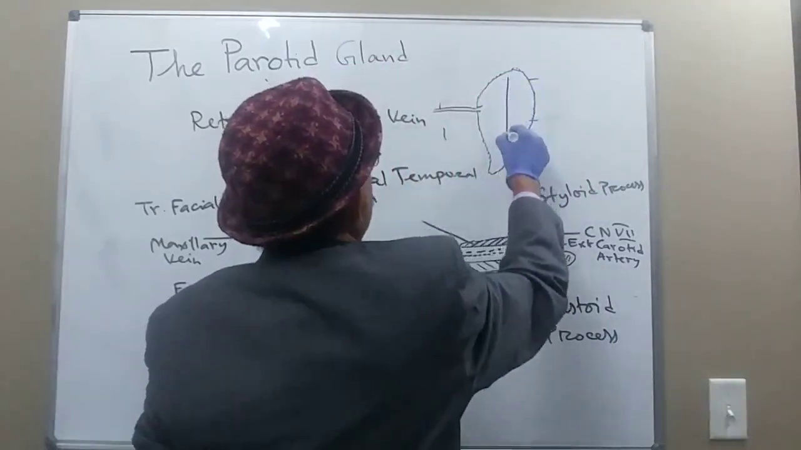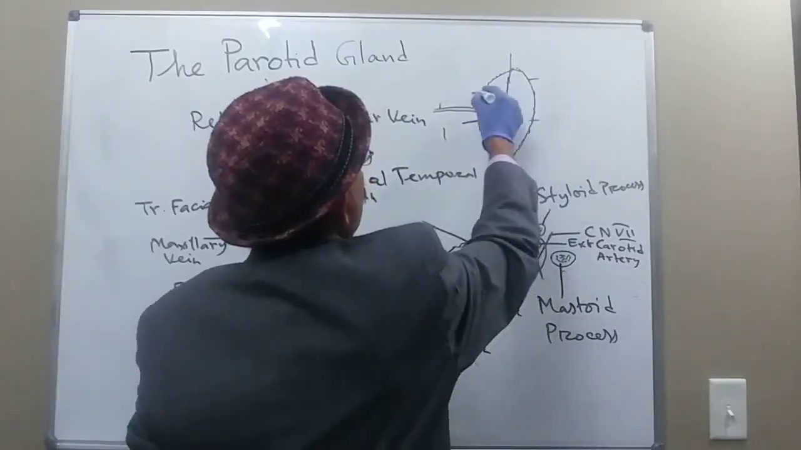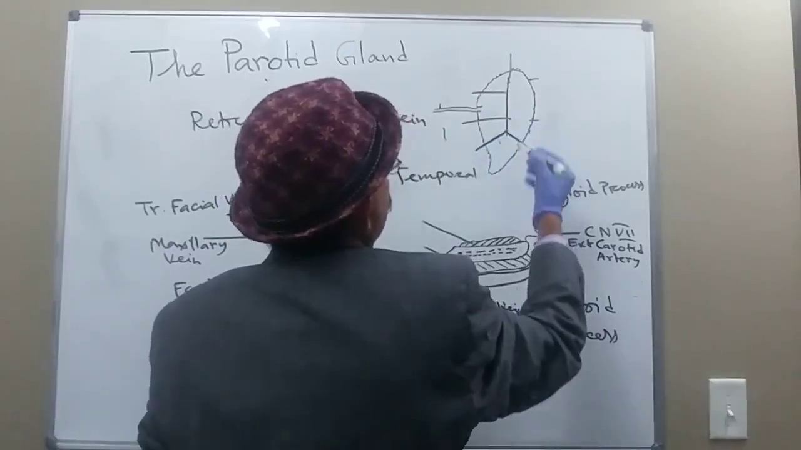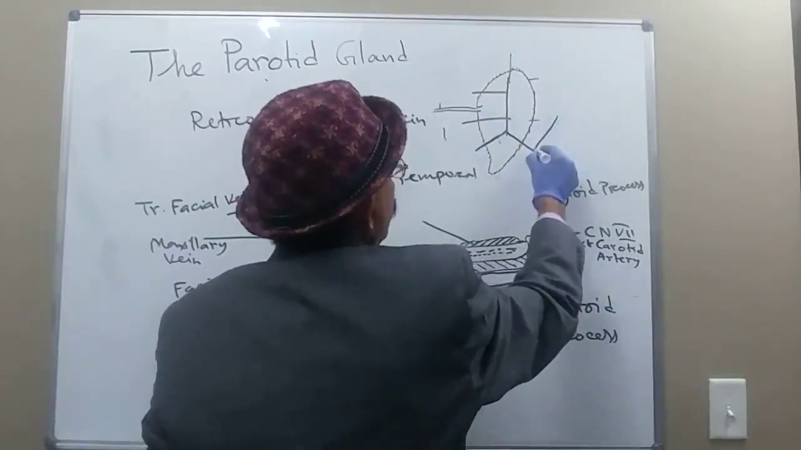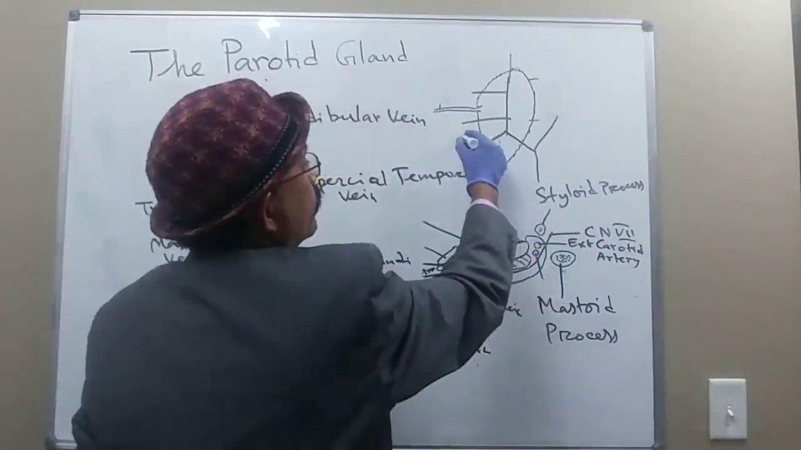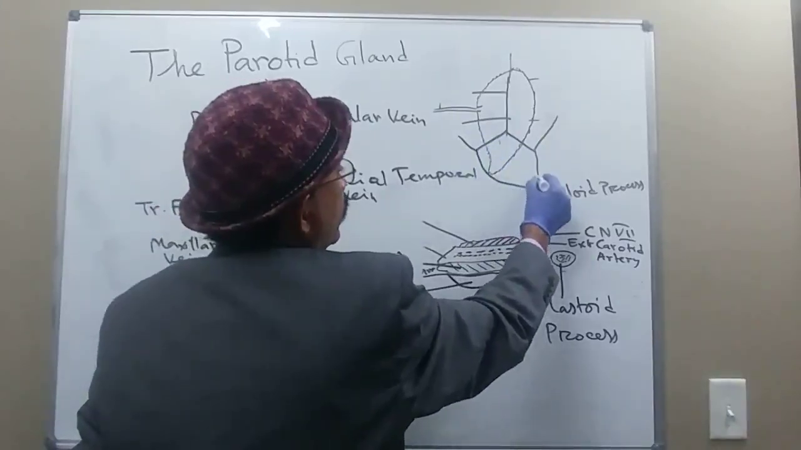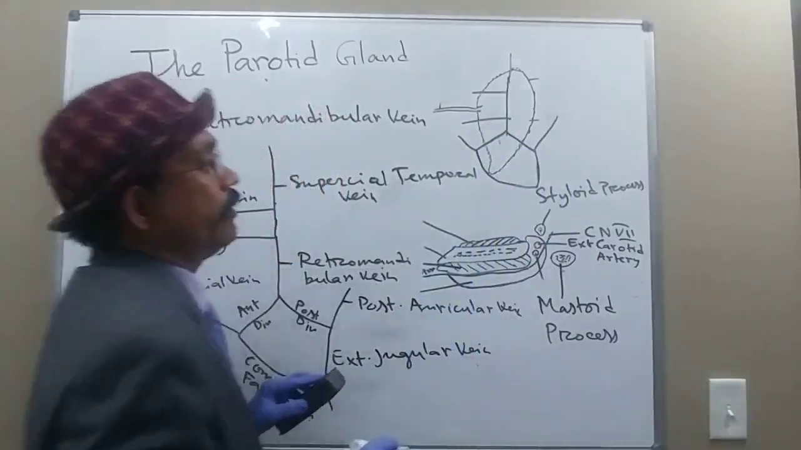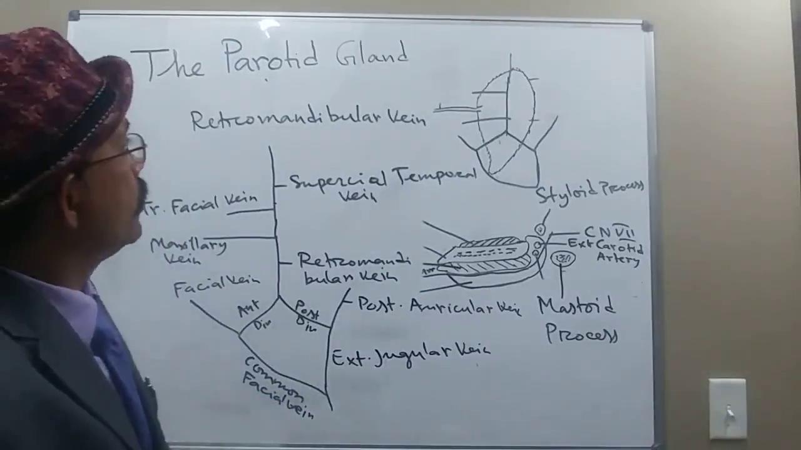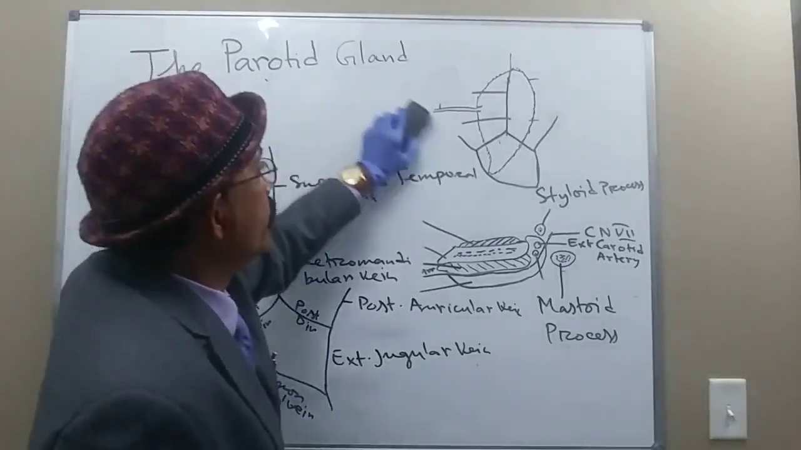Like this: superficial temporal vein, maxillary vein, transverse facial vein, anterior division, and posterior division, which unites with the posterior auricular vein to form the external jugular vein. The anterior division will unite with the facial vein to form the common facial vein that opens into the external jugular vein. We got the retromandibular vein as a content of the parotid gland. Then we'll go to the external carotid artery.